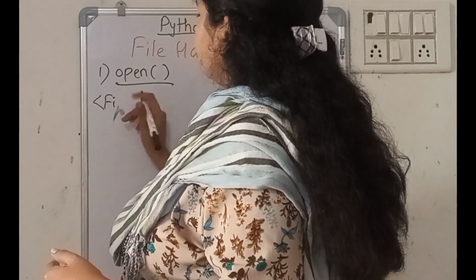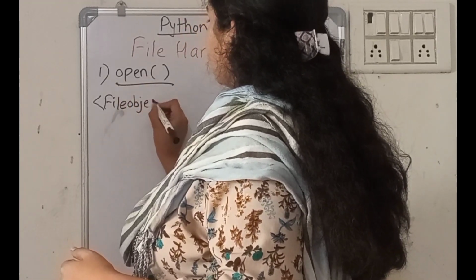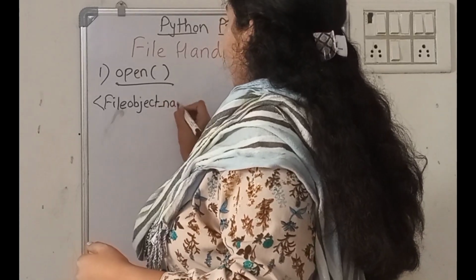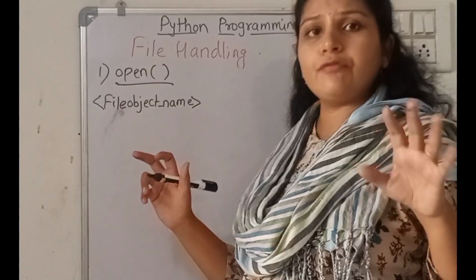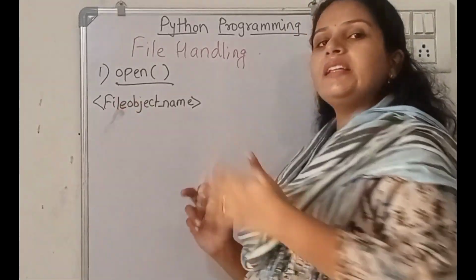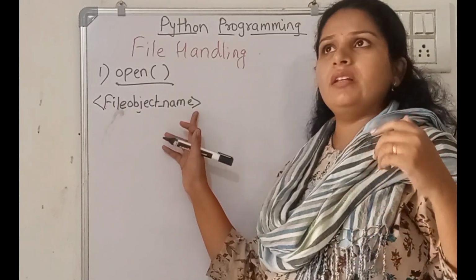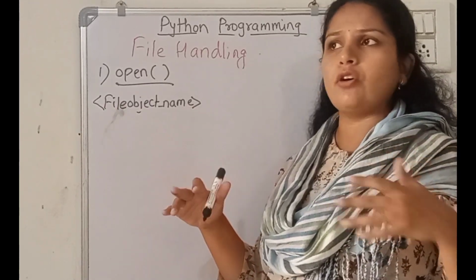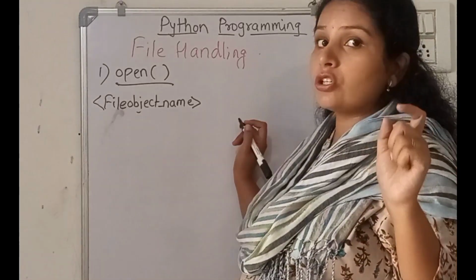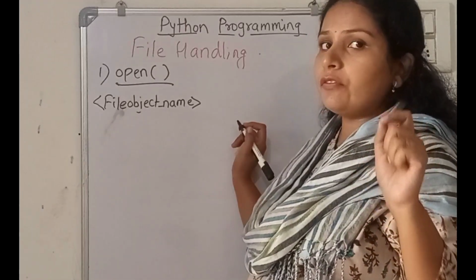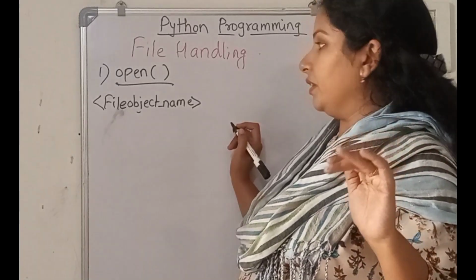This file object name is the user defined name, just like your variable name and function name. You can give any other name to the file object, like file1 or new file or data file. Just be careful that it should not be a keyword, because if you use a keyword, just like with variables and functions, an error will occur.